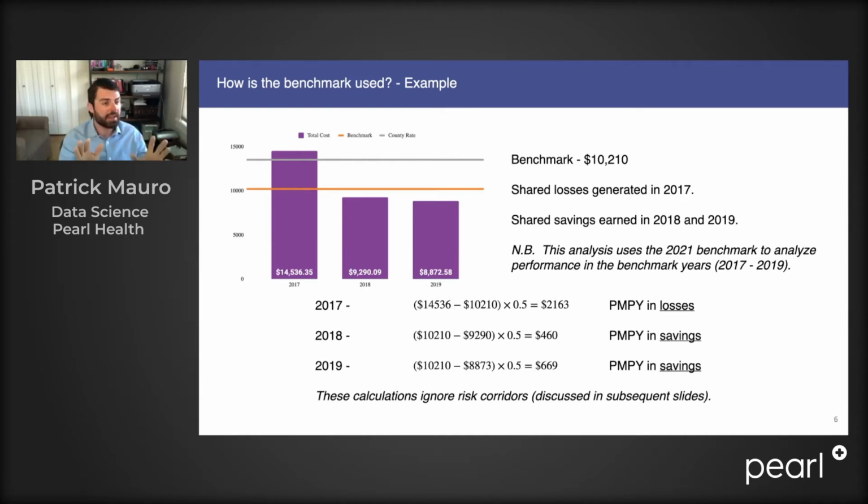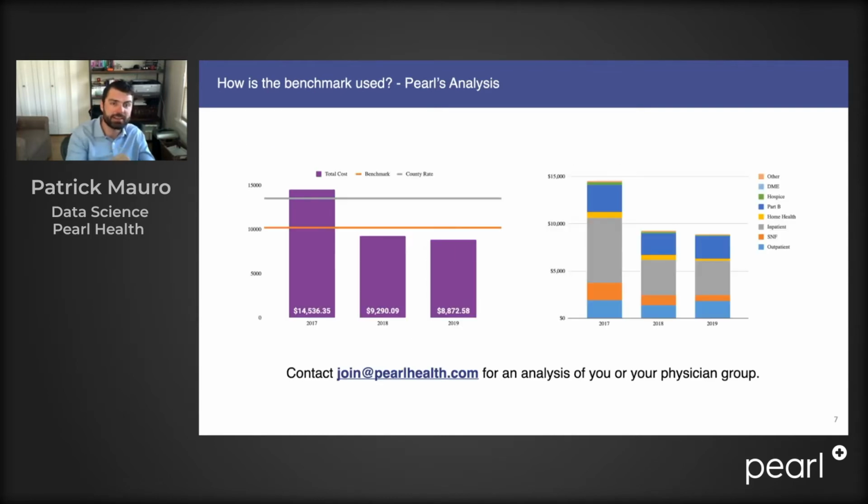So these calculations ignore risk corridors. That was what I just responded to when I responded to Justice's question. And so we'll talk about those in a slide or two. Any questions here? All right, great, moving on.